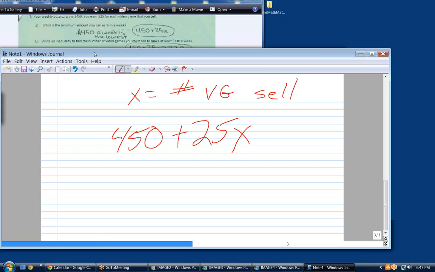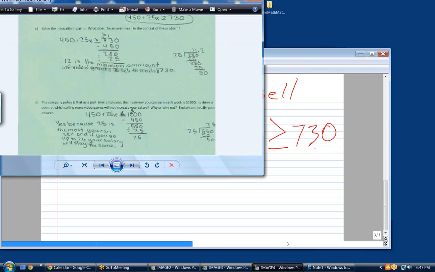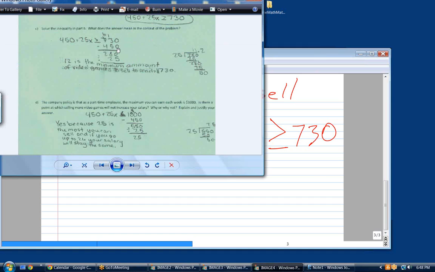Write an inequality to find the number of video games you must sell to make at least, that means greater than or equal to, $730 a week. So you just plug in: 450 plus 25x is greater than or equal to 730? Exactly. And then solve that inequality. There's no problems with solving that. Looks like you did that.